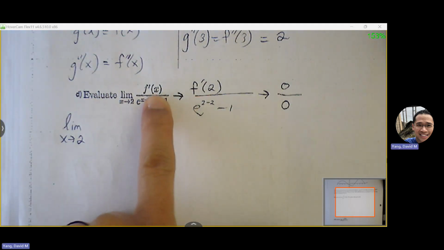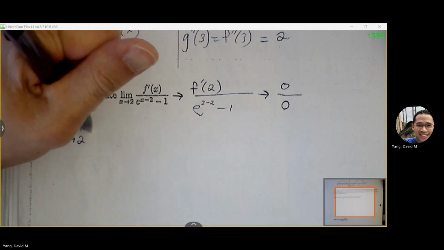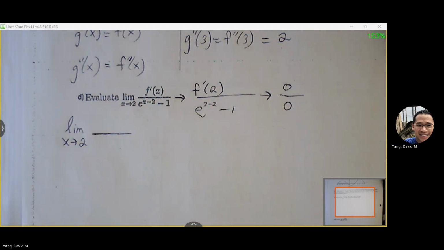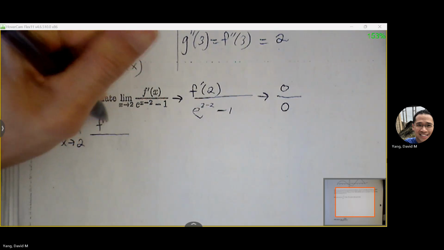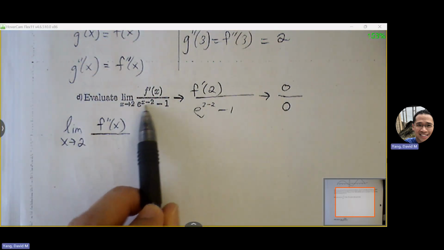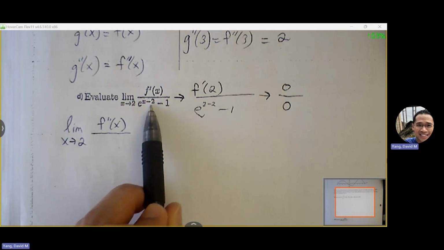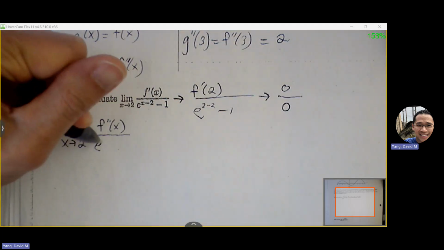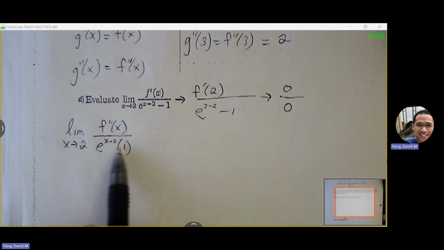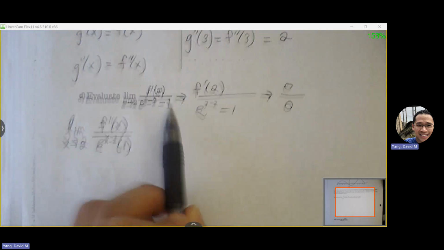So what's the derivative of f prime? That's f double prime, okay. And then e to the x minus 2, remember the rule for e to the u is e to the u times u prime. So e to the x minus 2 just remains e to the x minus 2 times 1, right? Because x minus 2's derivative is 1. And the minus 1 just goes to 0.